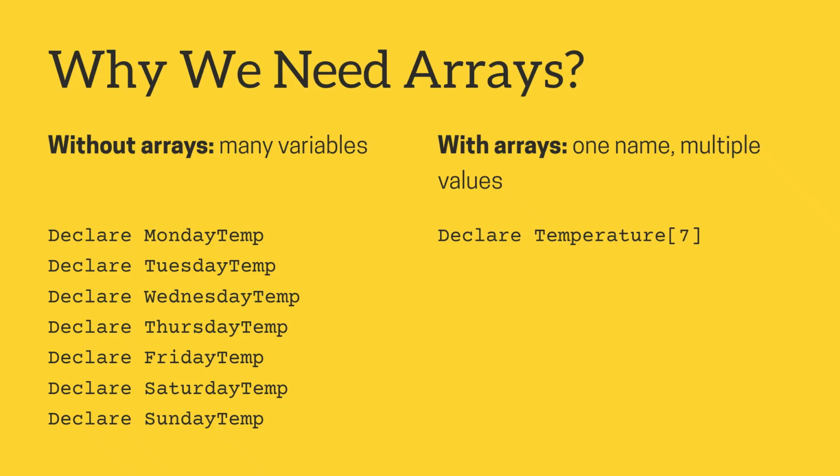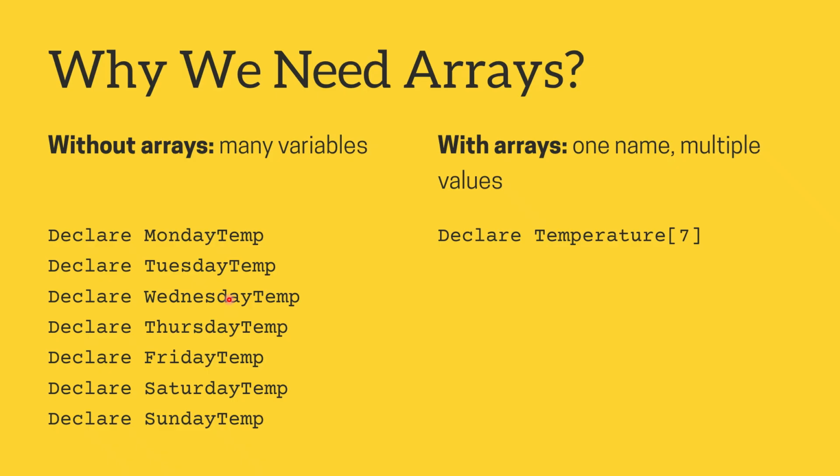Okay, so let's start with a simple question. What if I ask you to write a program that stores the temperatures for each day of the week, Monday through Sunday? You might be tempted to do something like this: declaring a Monday temp, declaring a Tuesday temp, declaring a Wednesday temp, and so on. And then you'd have to read each one, add them up, and calculate the average. As you can see, that's 7 variables, 7 inputs, and 7 lines of logic.